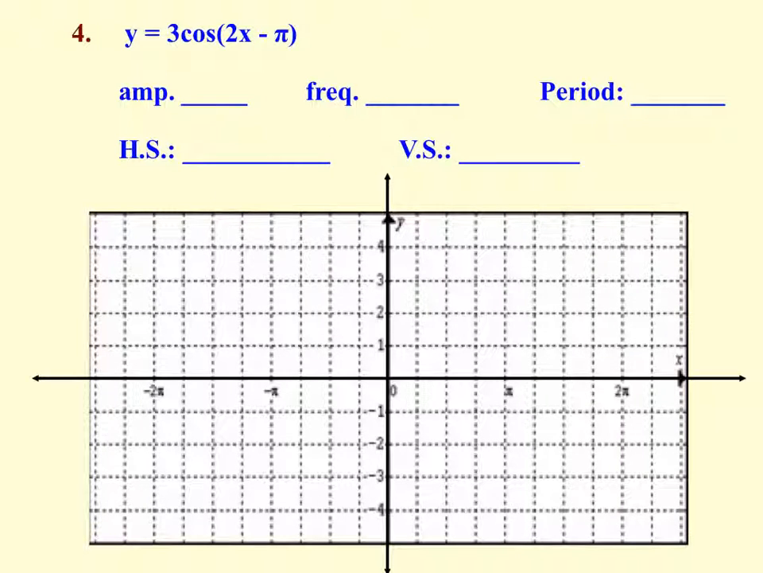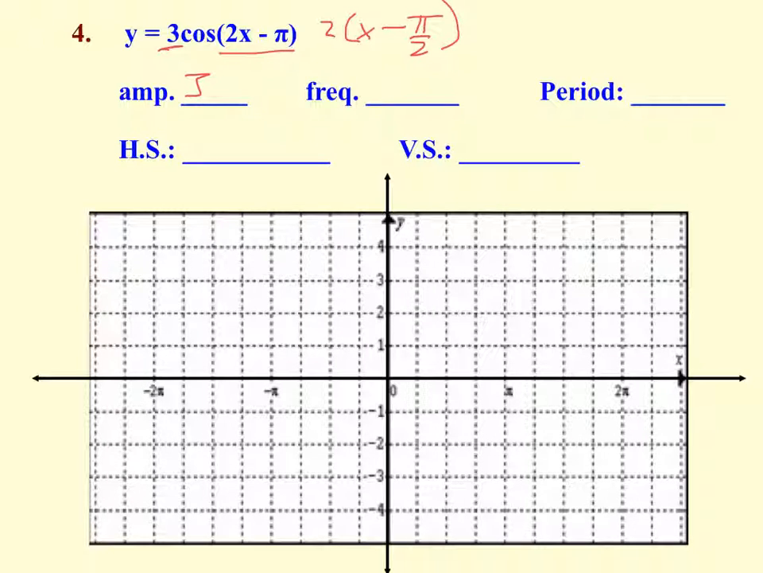With this next example, again, feel free to pause the video and try it out on your own. We have an amplitude of 3. Our frequency, note that the coefficient next to the x is inside the parentheses, and so we'll want to factor that out. If we factor it out, we're left with 2 times the quantity x minus pi over 2.